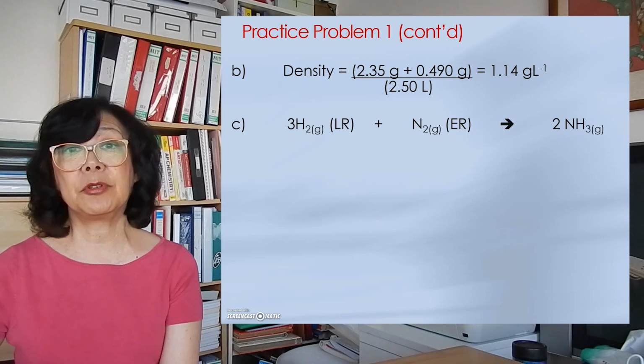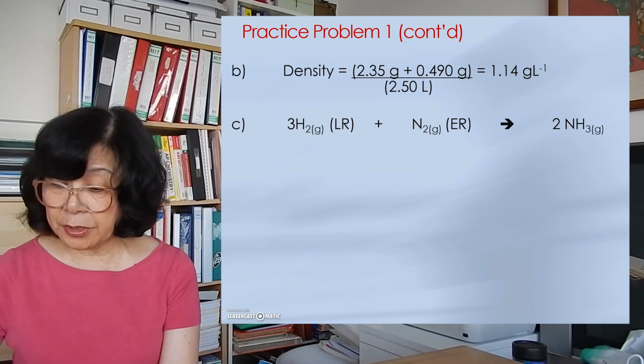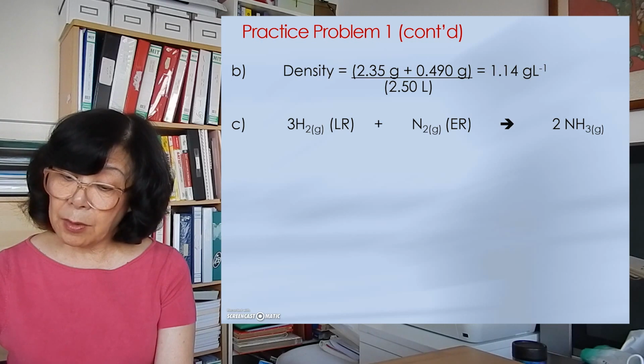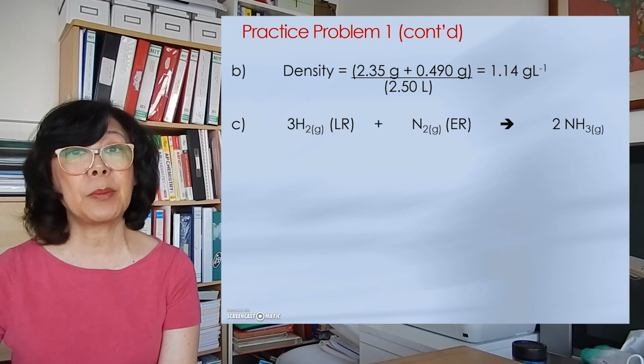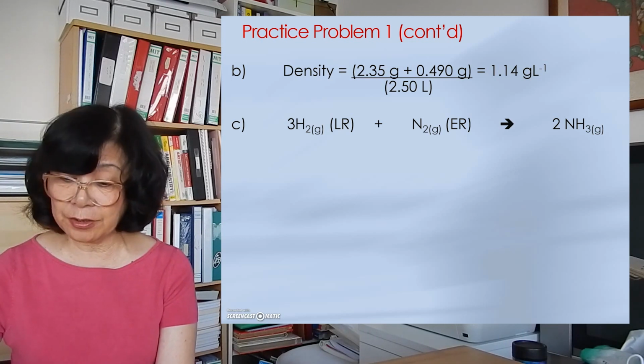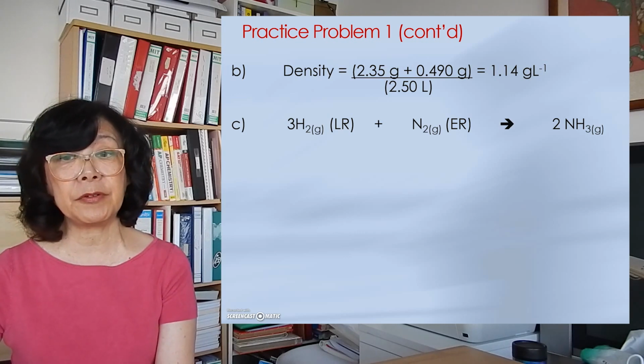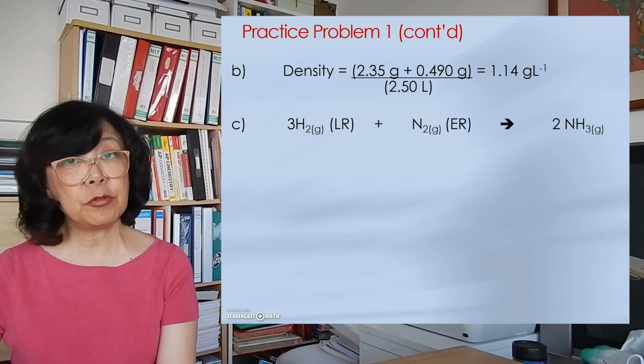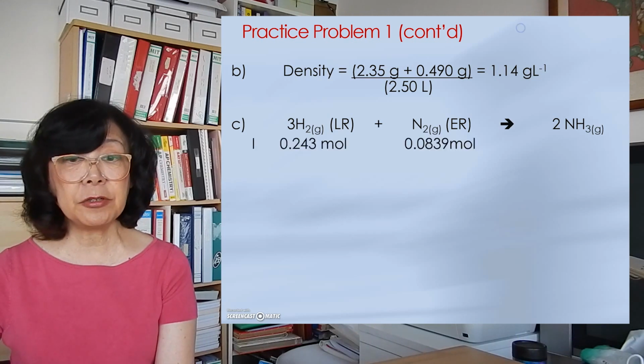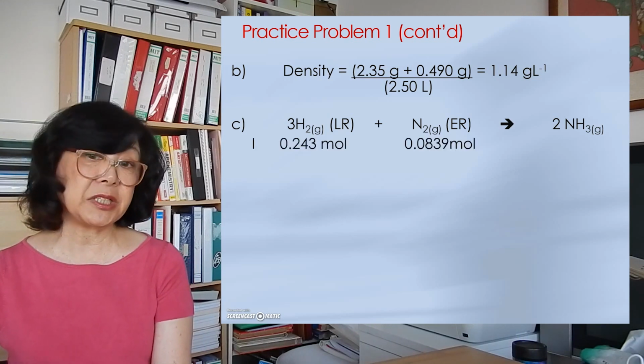Okay, here now we come to the last question, which deals with how much of the species are present in terms of mole fraction. So I write the equation first: 3 moles of hydrogen combining with 1 mole of N2 to make 2 moles of ammonia. Now I like to use something called the ICE table.